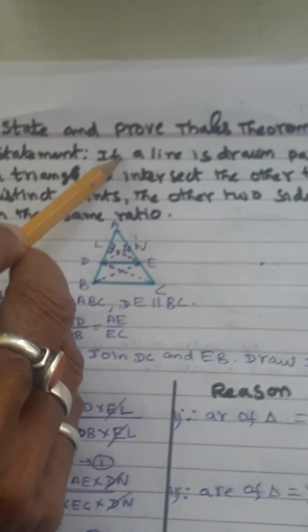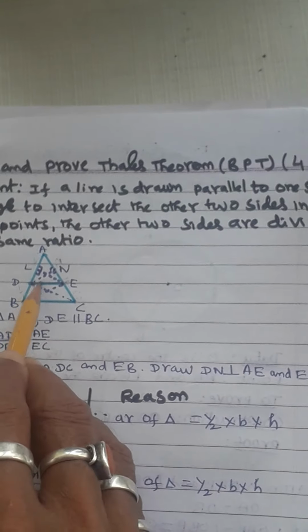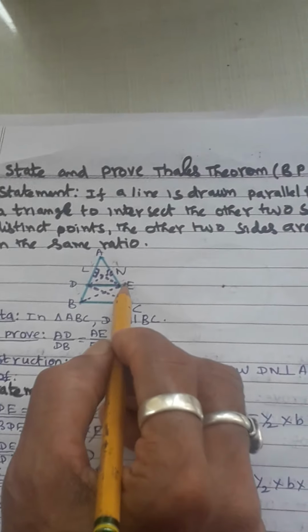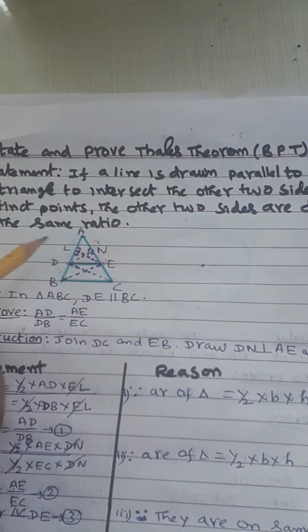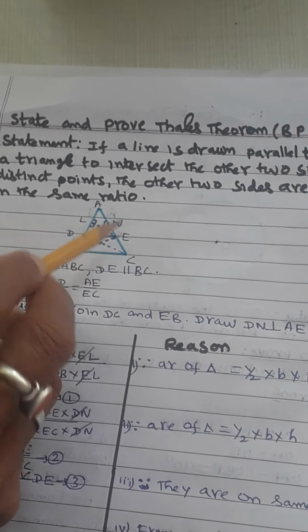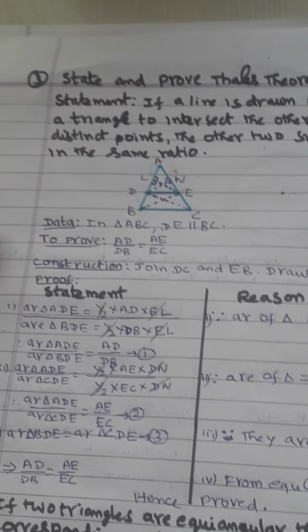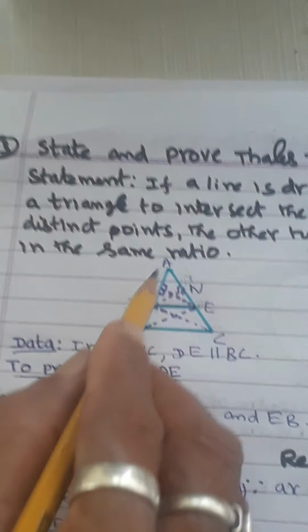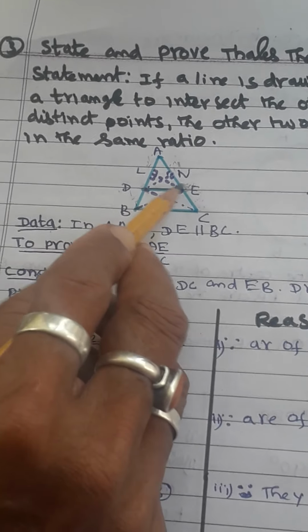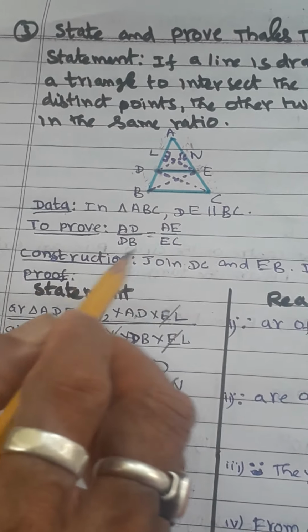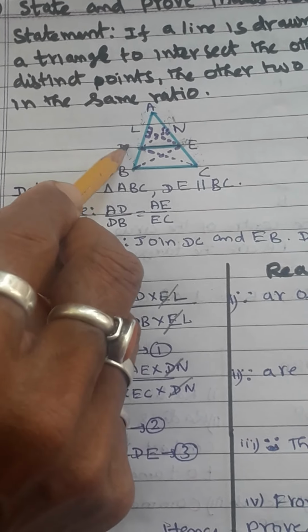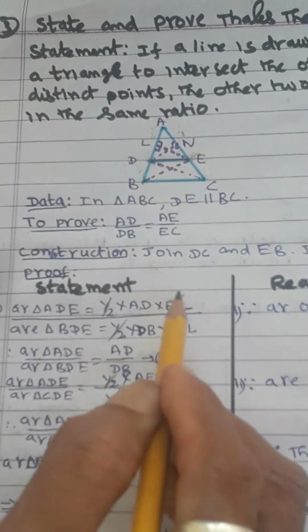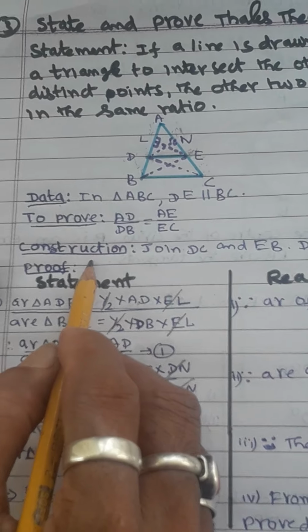Now you will understand the statement. If a line is drawn parallel to one side of a triangle and intersects the other two sides at distinct points, then the two sides are divided in the same ratio. That is what you have to prove. Accordingly you write the data: in triangle ABC, DE is parallel to BC. What you have to prove is that AD divided by BD is equal to AE divided by EC. Now what construction do you have to do?